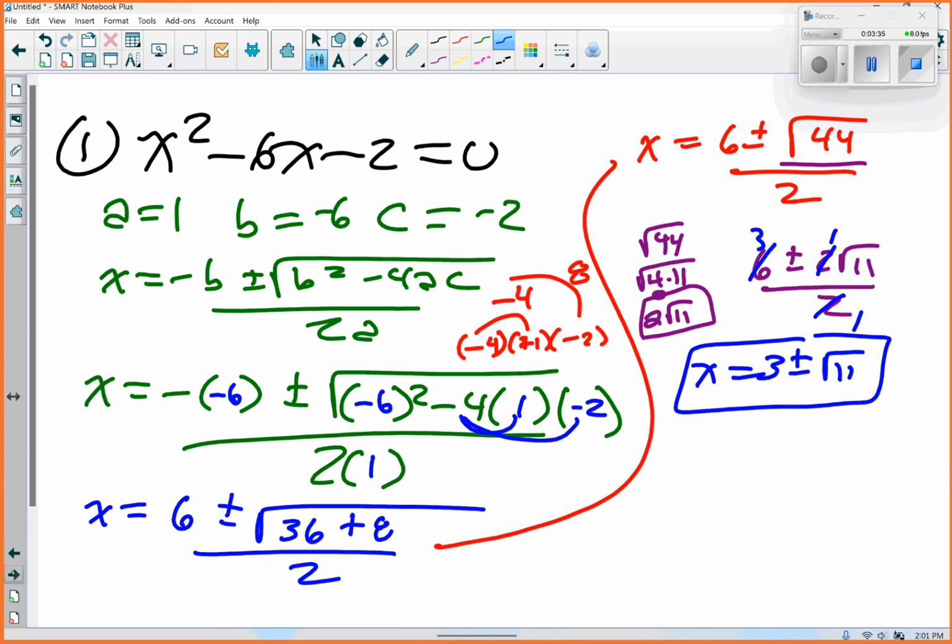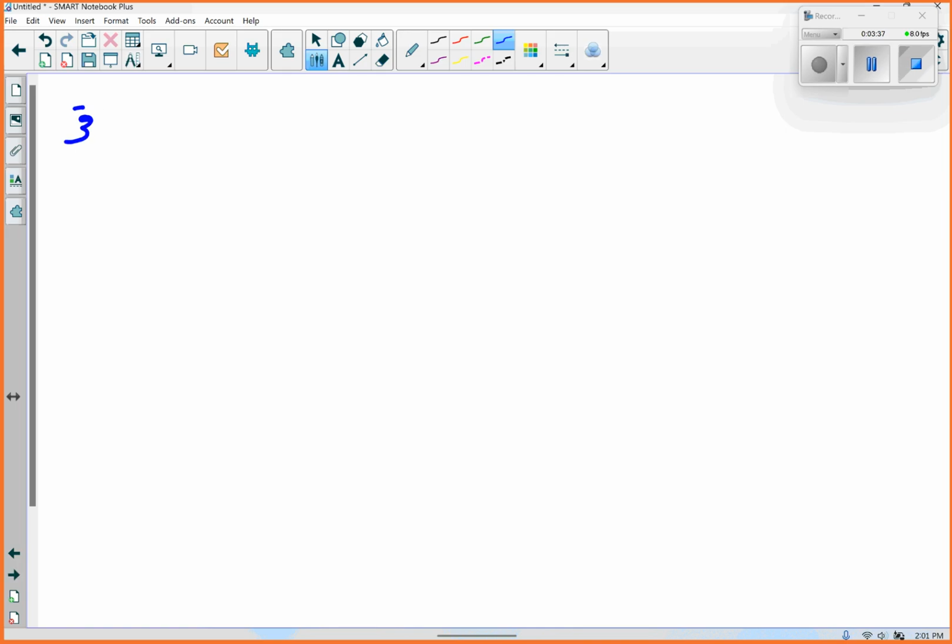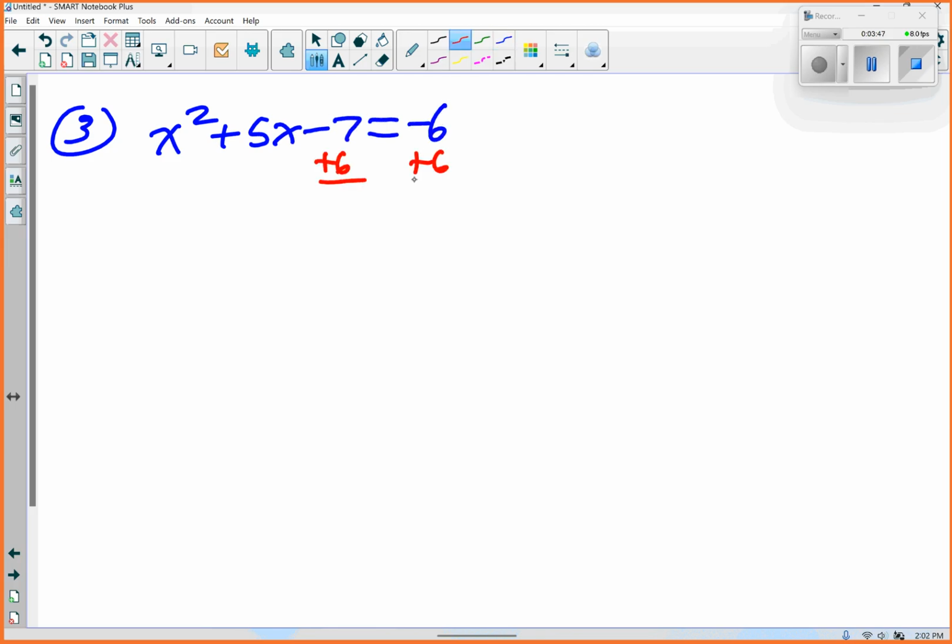Okay. What makes problem number 3 look a little bit different? Yeah, it's not equal to 0. It's equal to -6. Agree? I want it equal to 0. So I'm going to add 6 to both sides. And that's going to give me x squared plus 5x minus 1 equals 0. If you forget to move it and you just do your A, B, and C, you're going to get the wrong C value and have a wrong answer. And we don't like wrong answers.